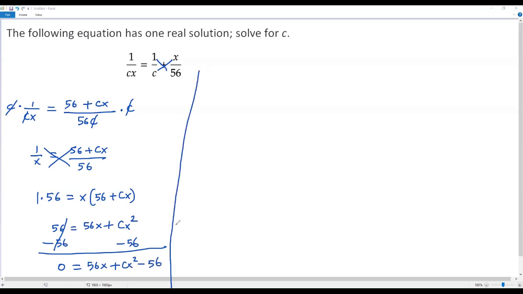Okay, let me continue over here. 0 equals, now let me arrange the terms on the right side. That is, we have to write the variable with the largest exponent first. Then we have to write this cx square. Then we have to write 56x. Then we have negative 56. Or for my convenience, let me write this stuff on the left side and 0 on the right side. You get the equation cx square positive 56x negative 56 equals 0.